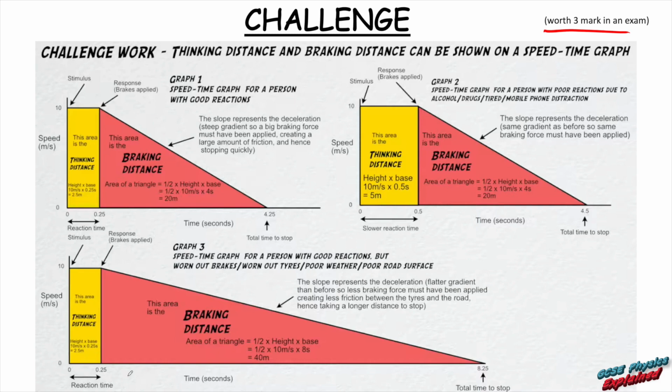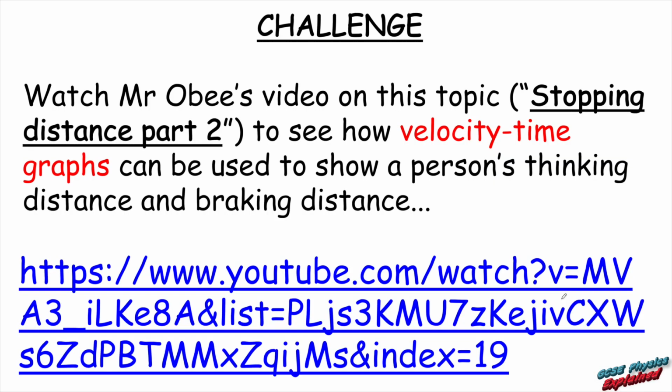This third graph shows someone with decent reaction times, 0.25 seconds. However, they haven't looked after their car properly and the brakes are worn out or the tyres are worn out, which creates a longer braking distance. If you want any further explanation on that, click the link at the top of the screen to watch the video.